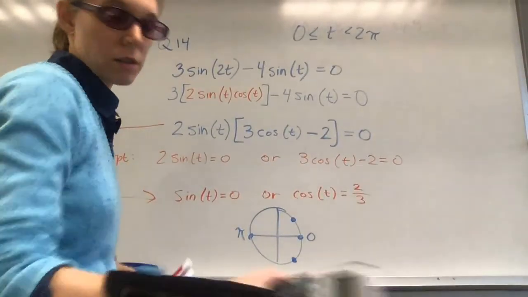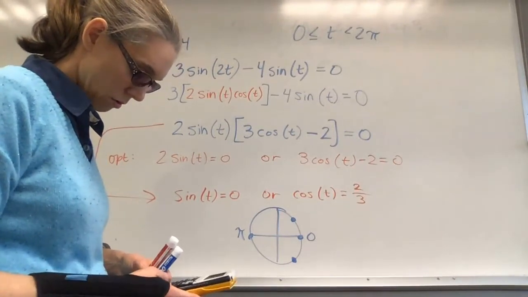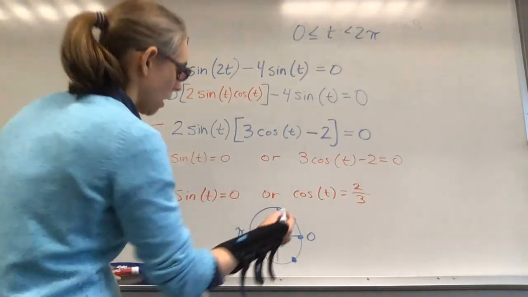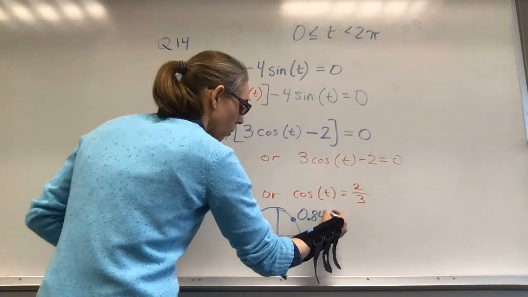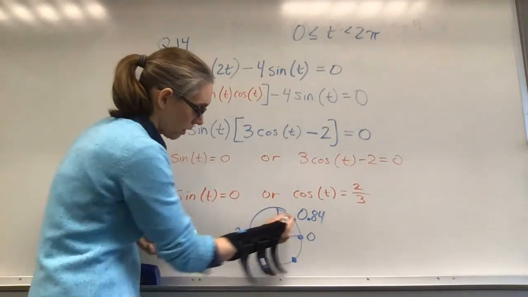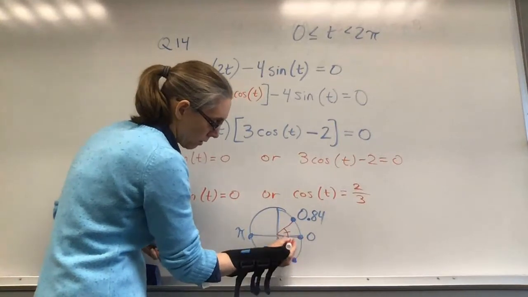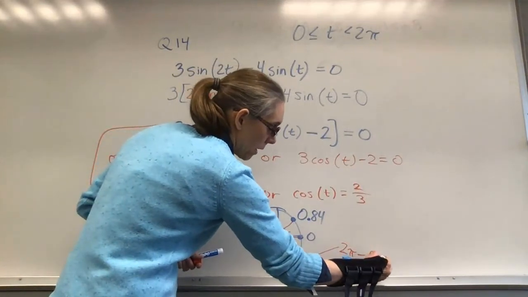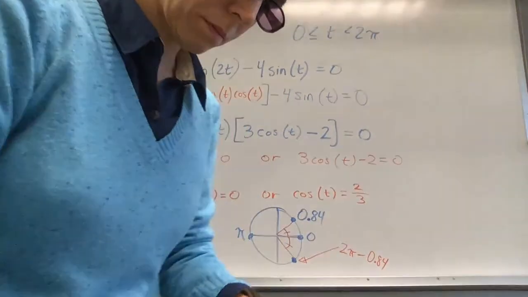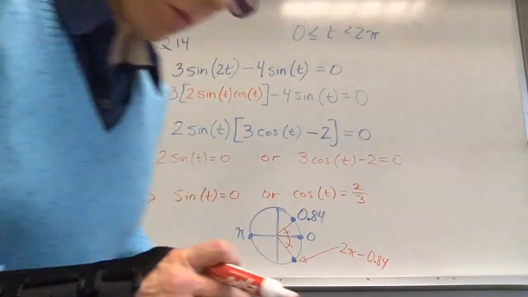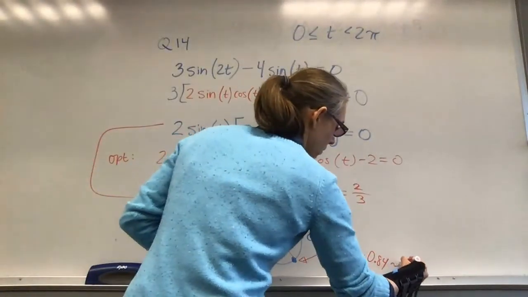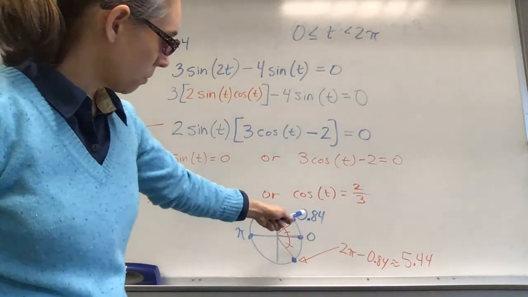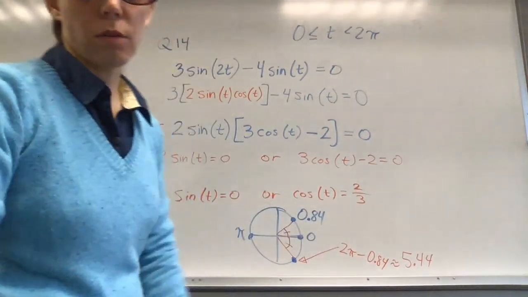So I need to take cosine inverse of 2/3. I'm in radians. All of these equations are solved in radians. And that is to two decimal places, 0.84. And since this angle right here is congruent to this angle right here, this other dot is going to be 2 pi minus 0.84, which is going to be 5.44. So my answers are 0, 0.84, pi, and 5.44.